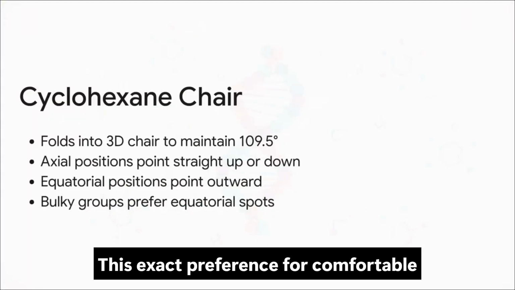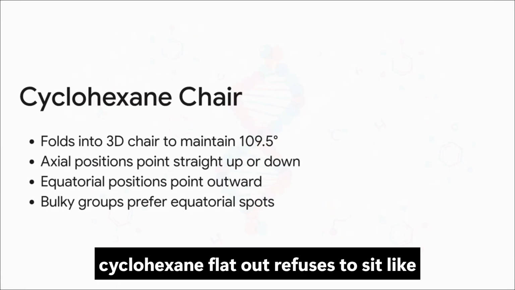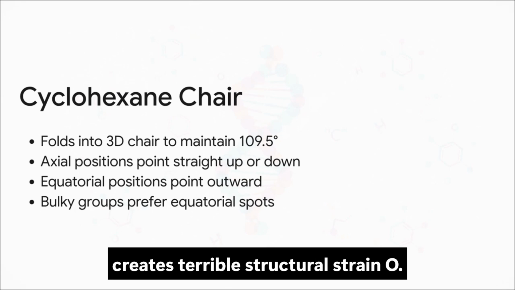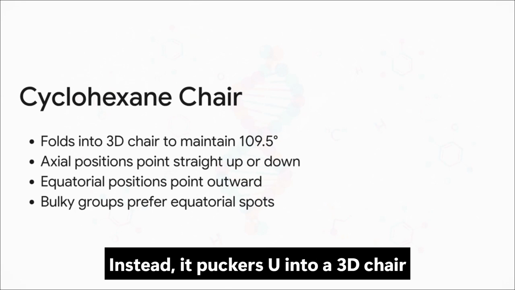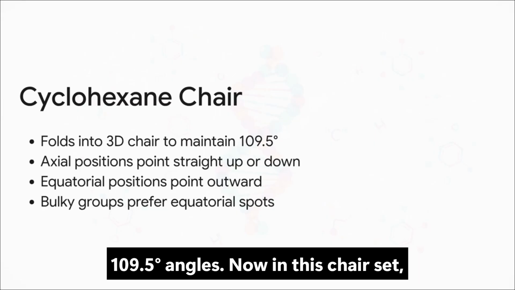This exact preference for comfortable angles is why a 6-carbon ring, like cyclohexane, flat out refuses to sit like a flat hexagon. A perfectly flat ring creates terrible structural strain, so instead it puckers up into a 3D chair shape, perfectly preserving those ideal 109.5-degree angles.